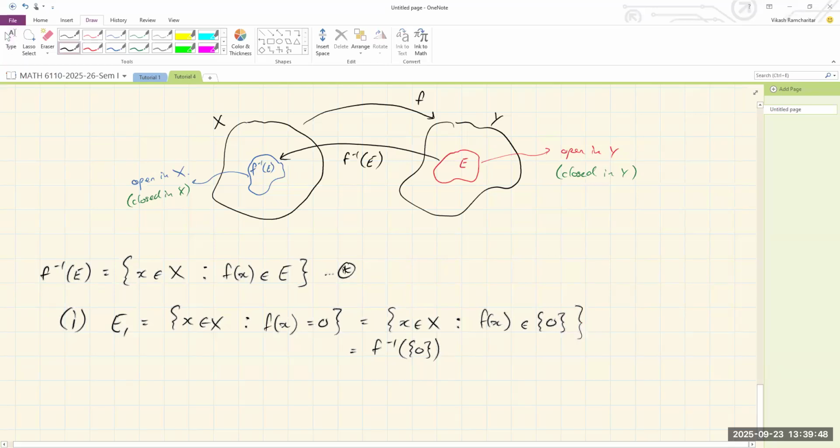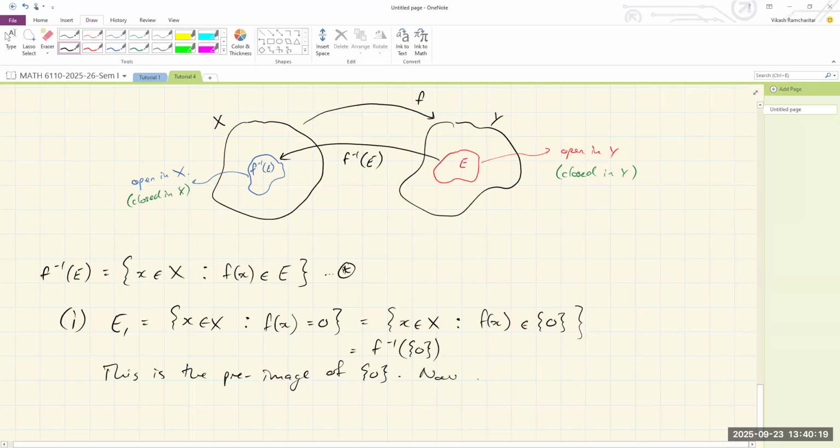the pre-image of singleton 0. Now singleton 0 is a closed set in R with the usual topology, with the usual metric. So this is the pre-image of a closed set, but I know F is continuous, right? So this is the pre-image of singleton 0.